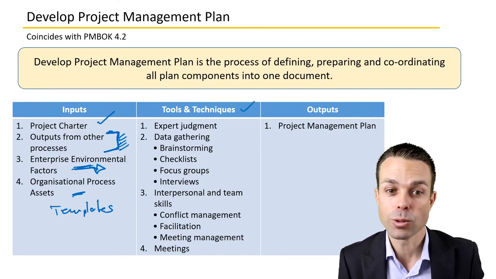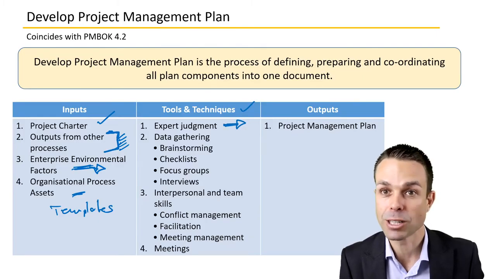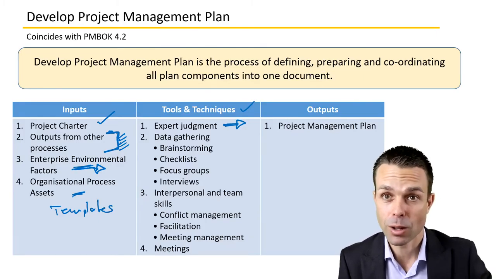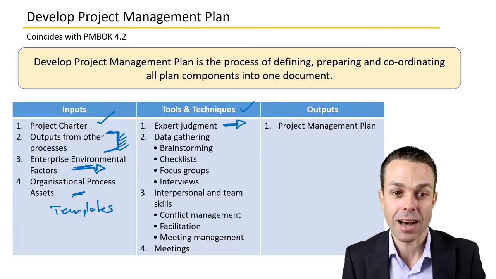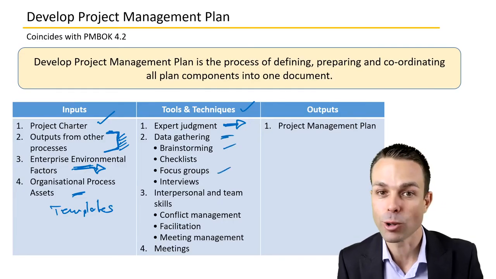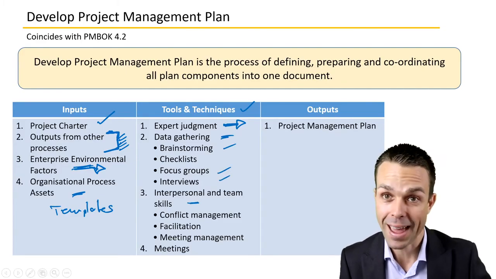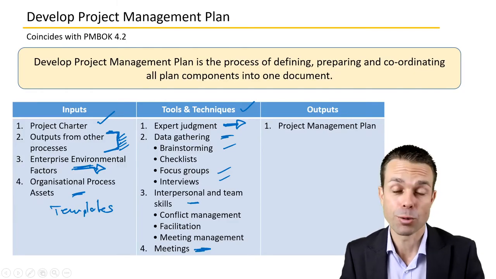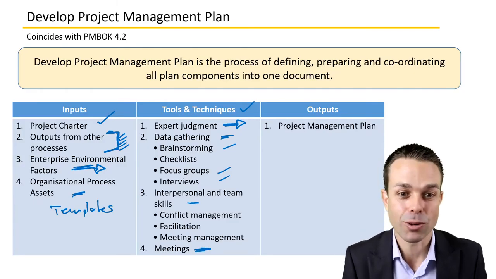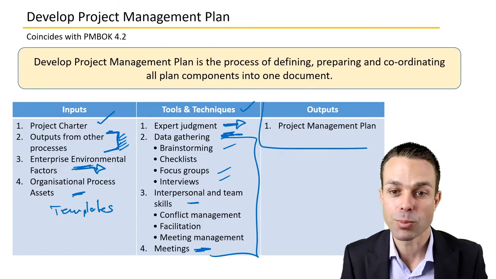Tools and techniques that we'll use will be expert judgment of the people, in certain areas that we need their expert judgment on. So we need to help extract that information from them as we're going along to develop our plan. We're data gathering because of that: brainstorming, focus groups, interviews, and we'll need interpersonal and team skills to do that. And of course, all of that is sort of brought together with meetings. So you'll be having many, many meetings, trying to grab all of this information, this expert judgment from the relevant people in order to create the project management plan, which brings us to the output.